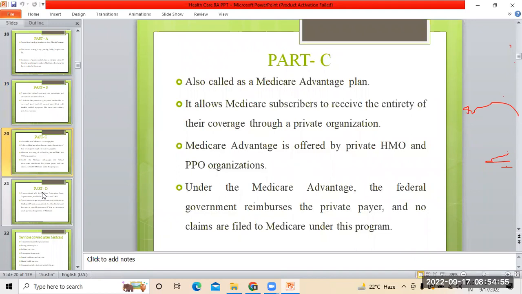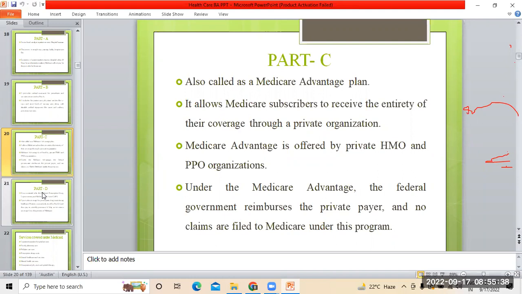Part C is a Medicare Advantage plan. This is also another name for Medicare. This is the most common and widely used Advantage plan, where Medicare subscribers have coverage through a private organization, a private insurance organization. Normally, this is the plan which will be provided by the government to the private authorities here. So they'll be giving it to them.